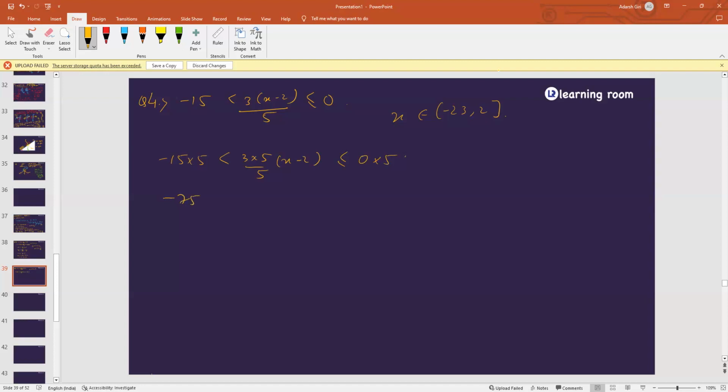It will be minus 75 less than 3x minus 6 less than equals to 0. Then I'll be adding 6: minus 75 plus 6, and I'll be dividing by 3. Now I'm doing it directly, right? Minus 75 plus 6 divided by 3, 0 plus 6 divided by 3. So it will be 81 divided by 3, minus 20, 81 now. Is there a mistake? Minus 75, 15 fives are 75.